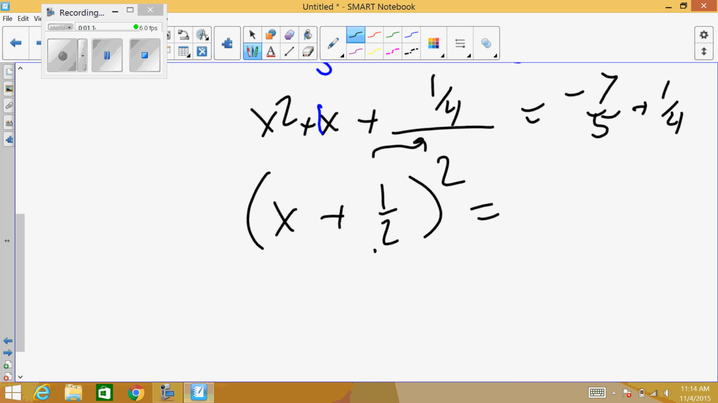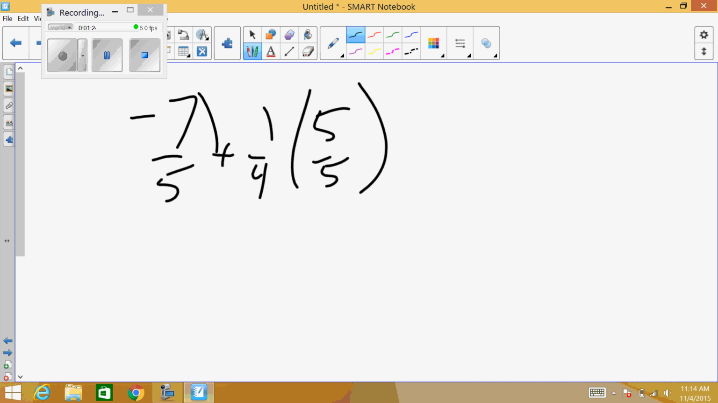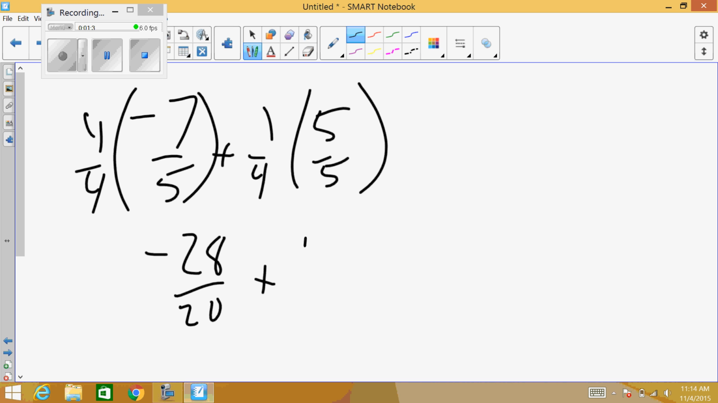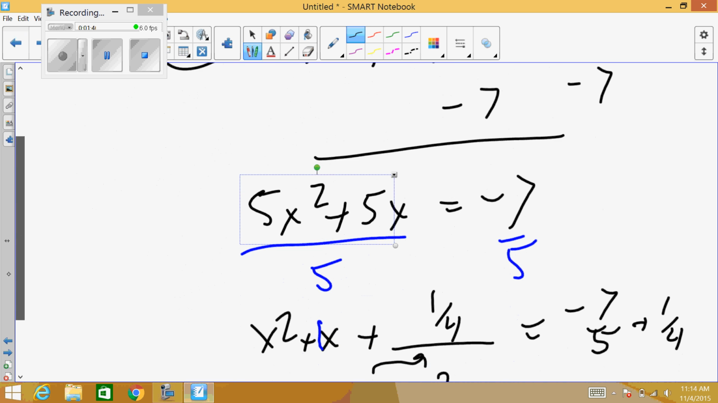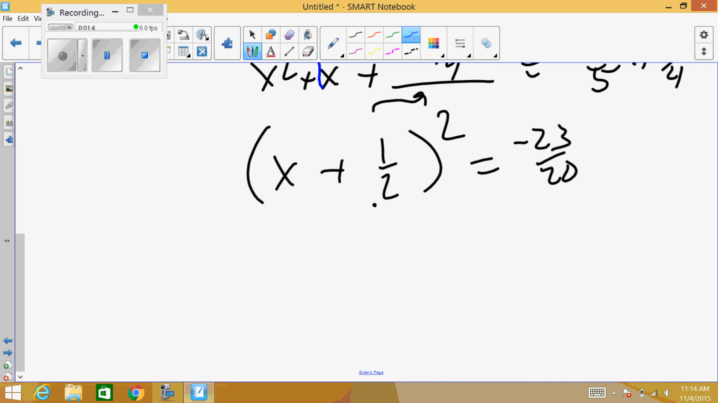Let's see, negative 7/5 plus 1/4. Let's do a little side work. Negative 7/5 plus 1/4. Get a common denominator of 20. So it looks like I get negative 28 over 20 plus 5 over 20. That's going to be negative 23 over 20. That one doesn't look like it's going to work quite as nice for me, but we'll make it work. So that was, I believe, negative 23 over 20. Okay, more room again. We're ready for the square root.